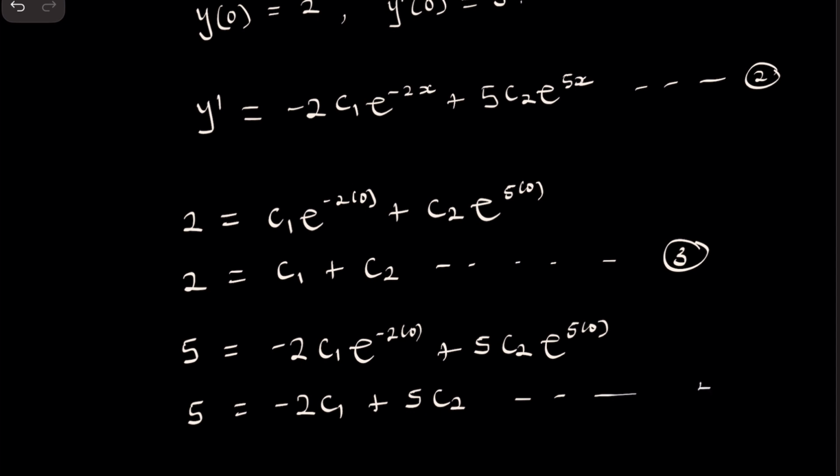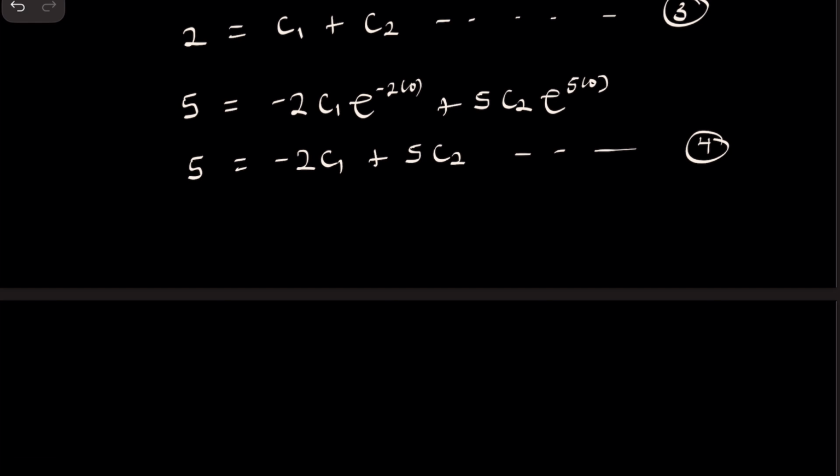So we call this guy equation 4. Let's solve equation 3 and equation 1 for C1 and C2. Now let's choose equation 3 and make C2 the subject. So from equation 3, we are going to have C2 is equal to 2 minus C1.